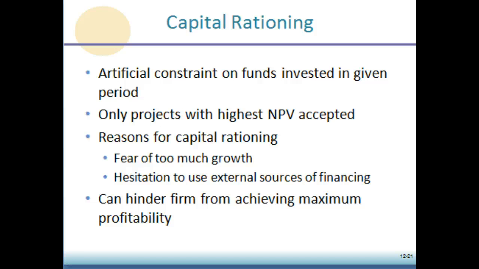We're moving on now into capital rationing. Management may implement capital rationing by artificially constraining the amount of investment expenditures. Under capital rationing, some acceptable projects may be declined due to management's fear of growth or hesitancy to use external financing. Under capital rationing, projects are ranked by NPV and accepted until the rationed amount of capital is exhausted.